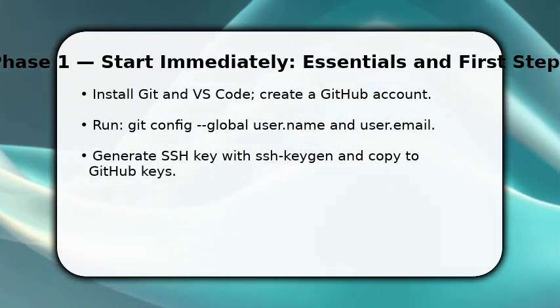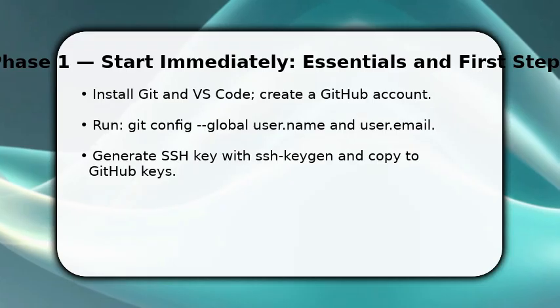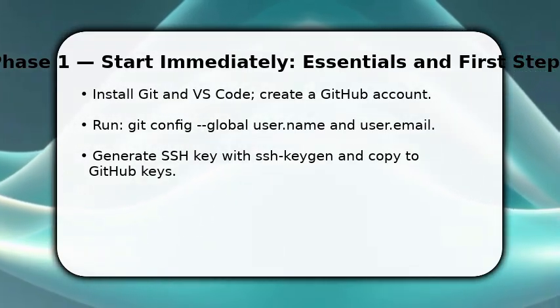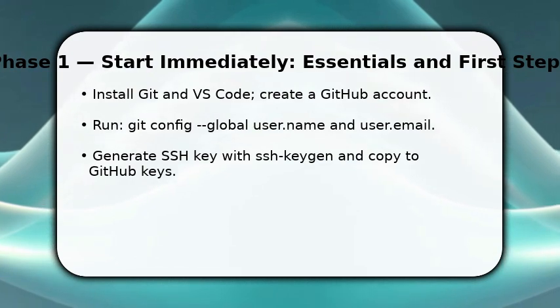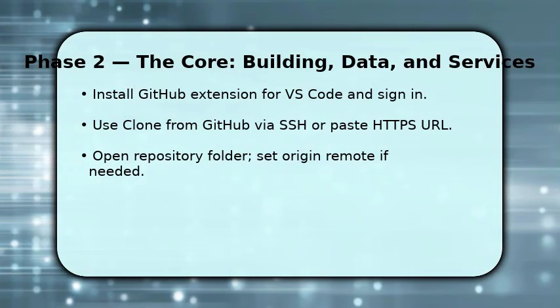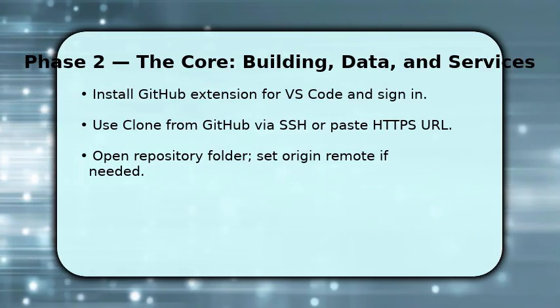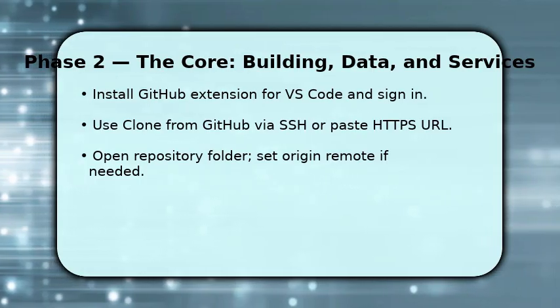Once done, copy the public key and add it to your GitHub account's SSH keys. This connects your machine to GitHub. Make sure the key is active before moving on. You should install and enable the GitHub extension in VS Code, then sign in to link accounts. This simplifies auth and provides UI.